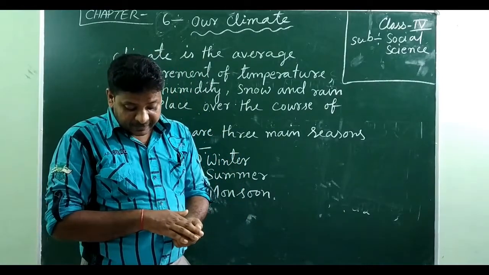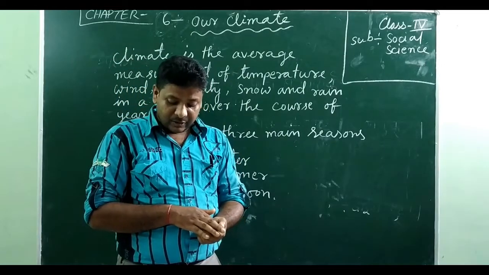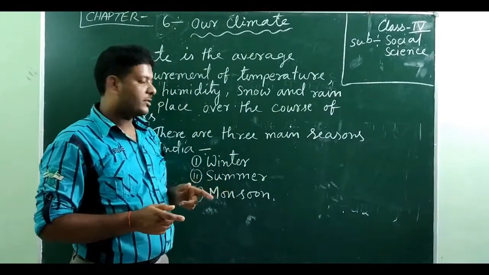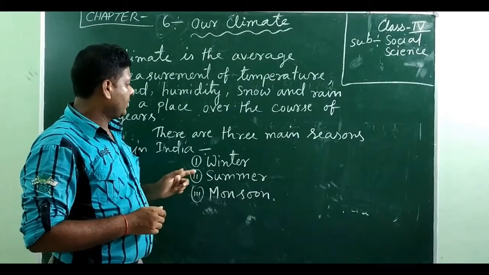Plums, peaches and cherries are available during this season. So this is all about the three main seasons in India: winter, summer and monsoon.